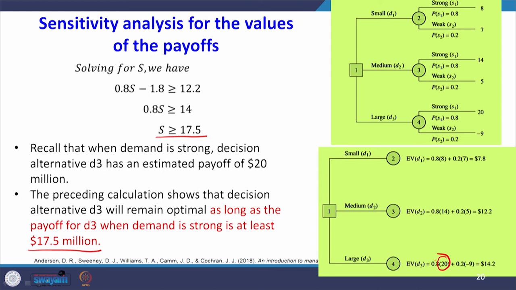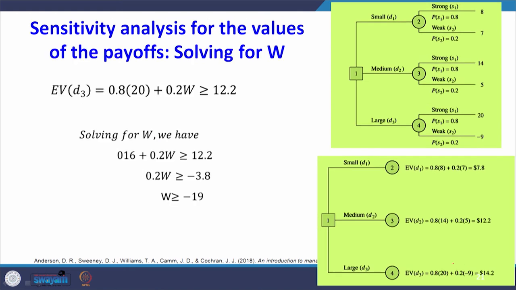We have solved for strong demand. Suppose it is weak demand, what will be the range? What will be the bounding values for the payoff? That we will see now. What we are going to do now is take this 20 as fixed. What is the 20? When it is a strong demand, the payoff is 20. Then we are going to find the value for this W. When we solve that, we know that this is 12.2, and we get a value greater than −19.